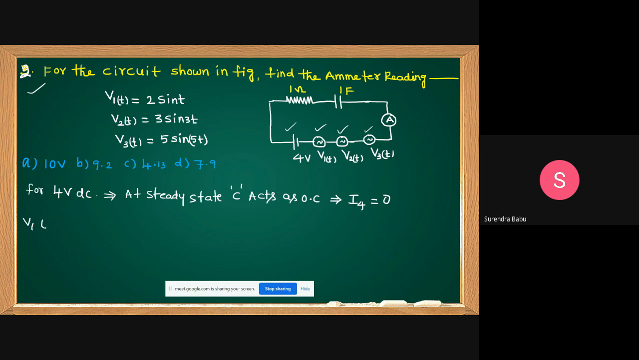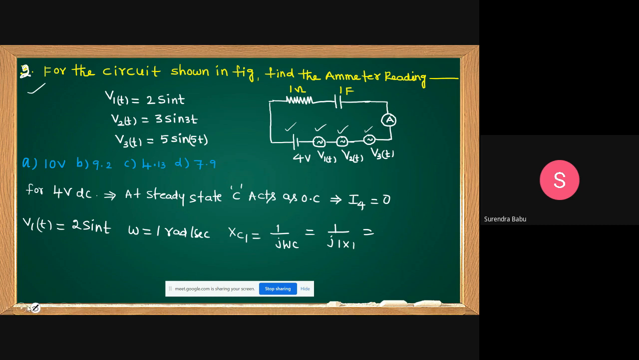Now we are applying V1 of t equal to 2 sine t. Then what is omega here? Omega equal to 1 radian per second. Yes, friends. Here I want to calculate the capacitive reactance. Xc1 equal to 1 by j omega c. 1 by j omega is 1. C is how much? 1 farad. How much can you get?